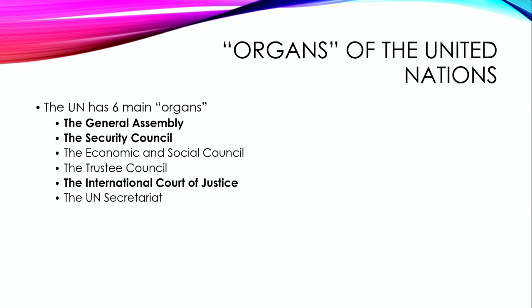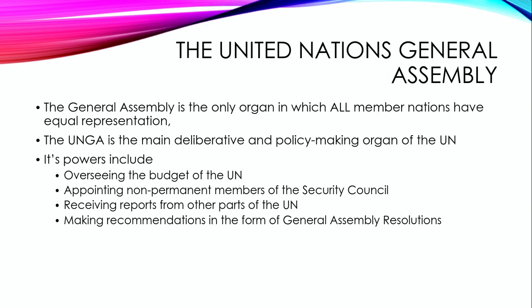There's also 6 main organs of the United Nations. We're going to look specifically at the 3 that are bolded here, but the 6 are the General Assembly, the Security Council, the Economic and Social Council, the Trustee Council, the International Court of Justice, and the UN Secretariat. So the General Assembly. This is the only organ in the United Nations in which all 193 member nations have equal representation. So every country is represented in the General Assembly, and every country would get 1 vote.